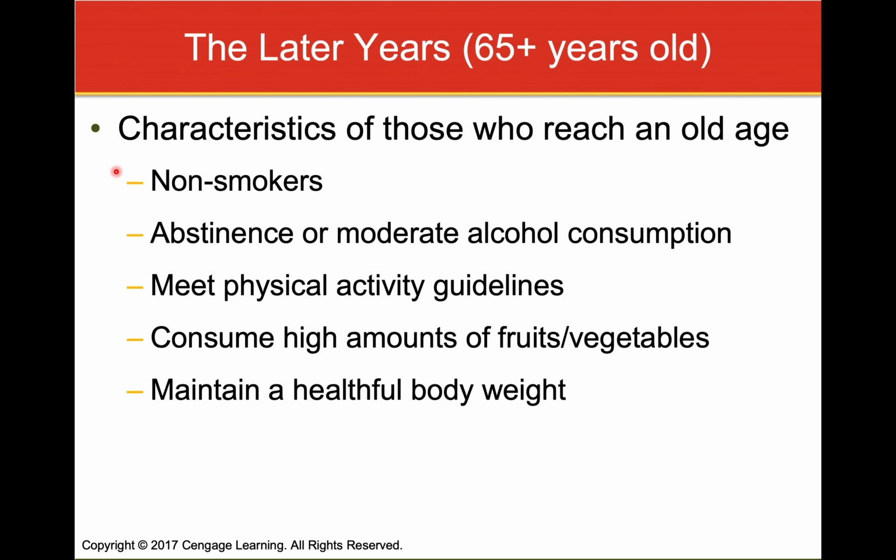And that brings us into our later years, so 65 plus years old. Some characteristics of those who reach an old age, they tend to be non-smokers. They either abstain from alcohol or they consume alcohol in moderation with the guidelines that we've learned. They meet physical activity guidelines. They have diets that are high in fruits and vegetables, and they maintain a healthful body weight throughout the lifespan. So these are just some characteristics when you look at research of people who live the longest. These are some of the things that they tend to do.